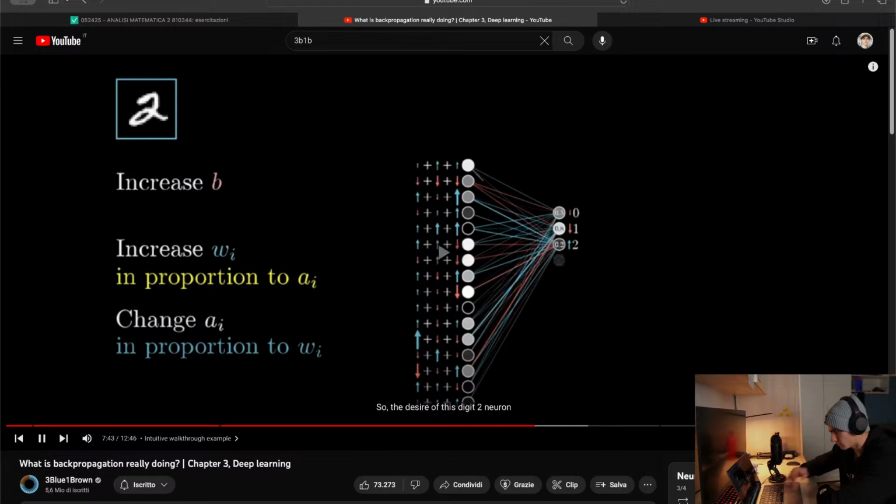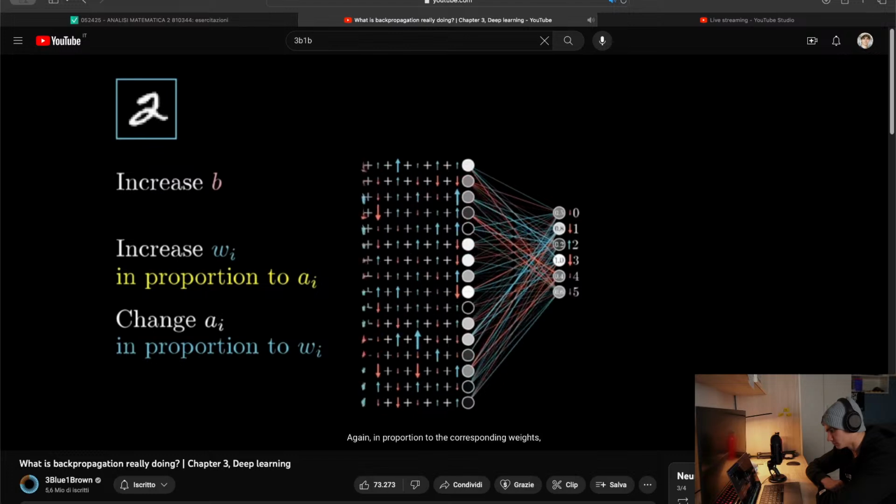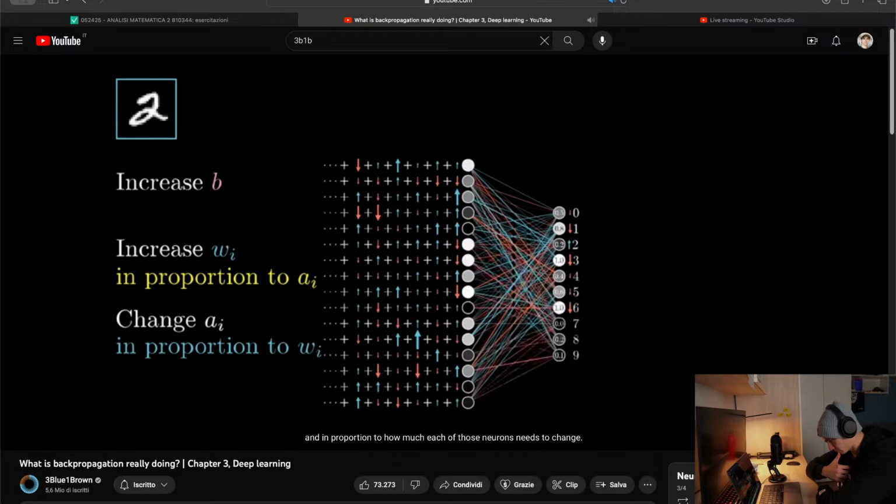So, the desire of this digit 2 neuron is added together with the desires of all the other output neurons for what should happen to this second to last layer. Again, in proportion to the corresponding weights, and in proportion to how much each of those neurons needs to change.